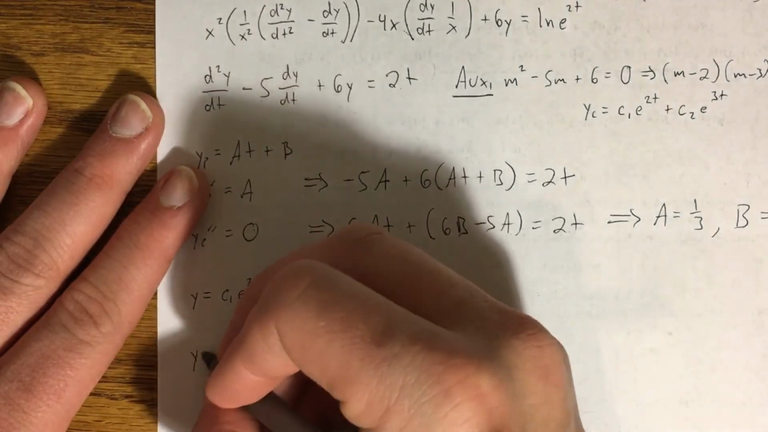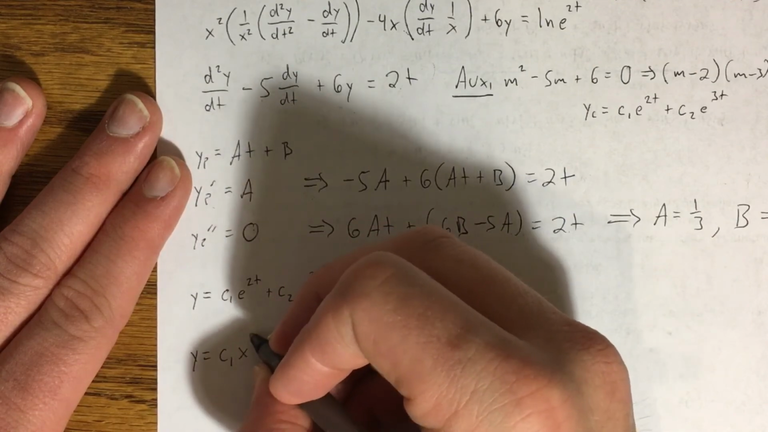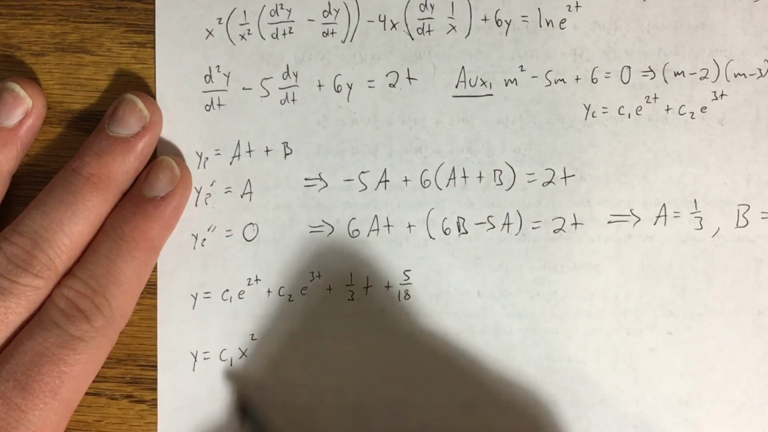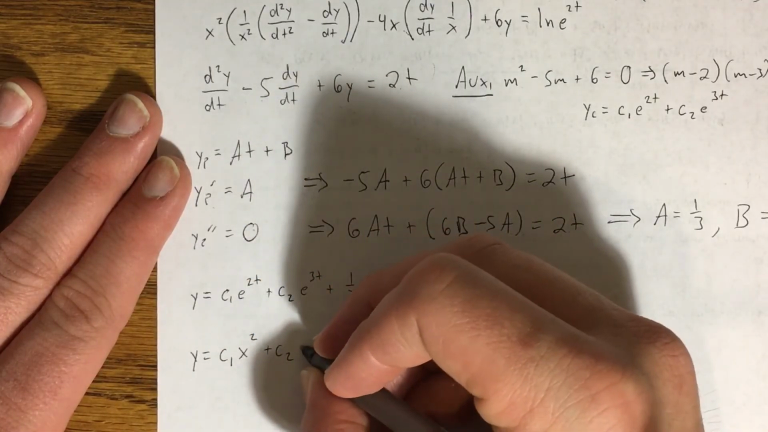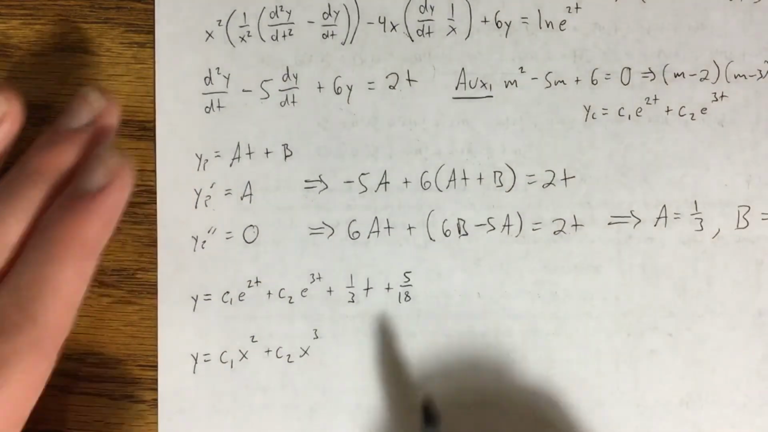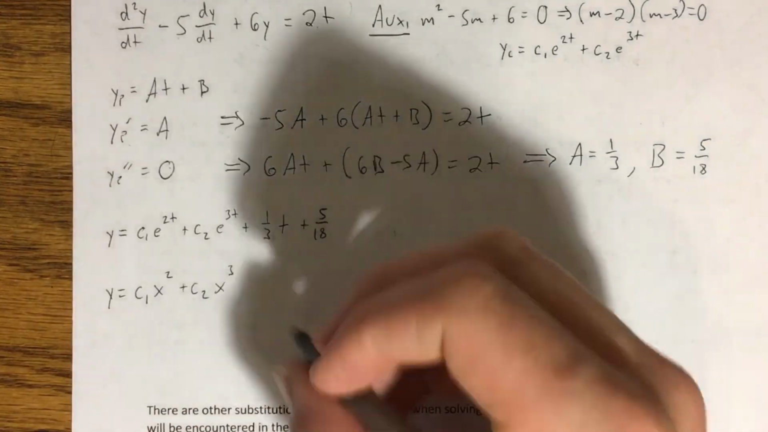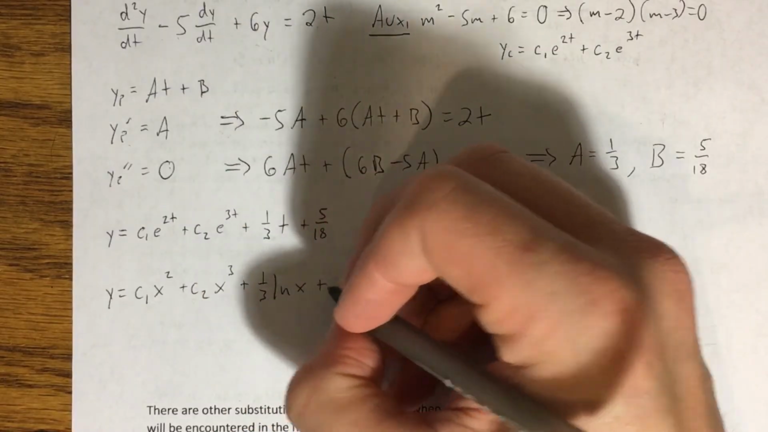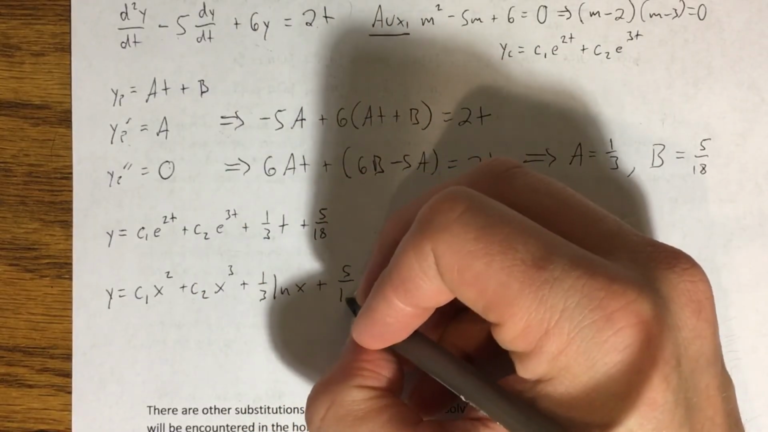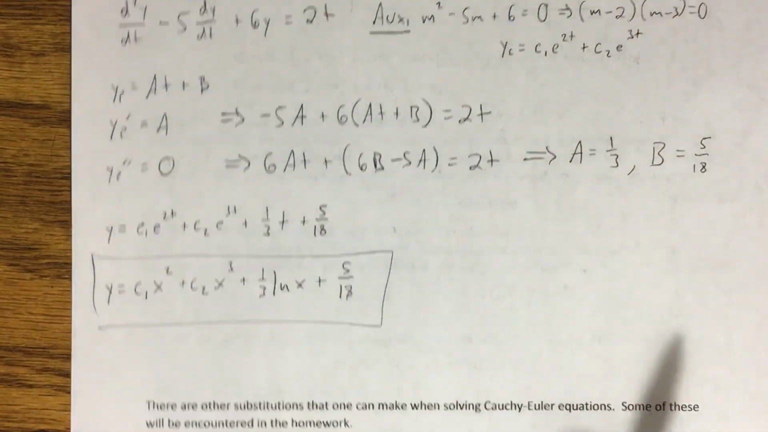That's going to make y equal c1 x squared, since that's e to the t squared, or e to the 2t, plus c2 x cubed. T is the same thing as a natural log of x, so this becomes plus 1/3 natural log of x, and then a constant's not going to change, so I still get plus 5/18. Okay? So that's my solution.